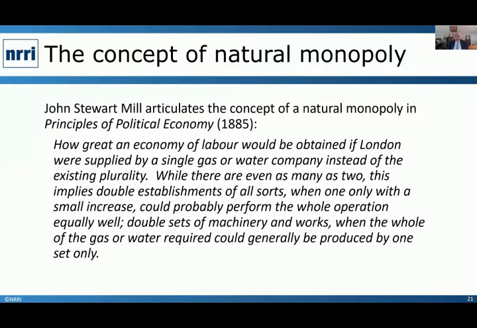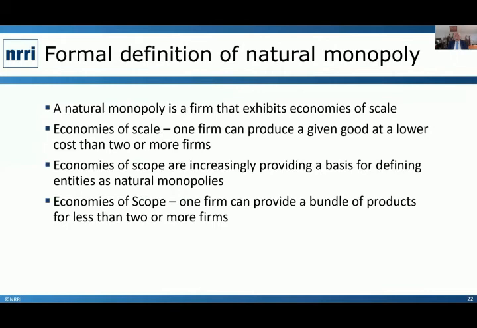As economists, we now have more formal definitions. And so a natural monopoly is characterized as a firm that exhibits economies of scale. A firm has economies of scale when it can produce a given good at a lower cost than two or more firms. Now, I think it's important to distinguish economies of scale from economies of scope, because I believe that as we go forward in time, economies of scope are going to become increasingly an important aspect of why we regulate certain entities and how we regulate certain entities. Economies of scope occur when one firm can provide a bundle of products for less than two or more firms.